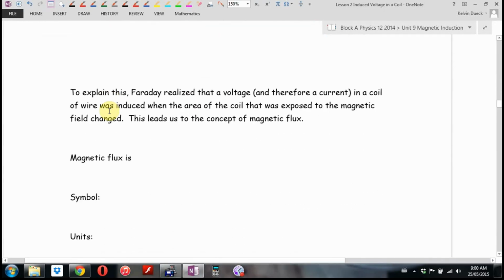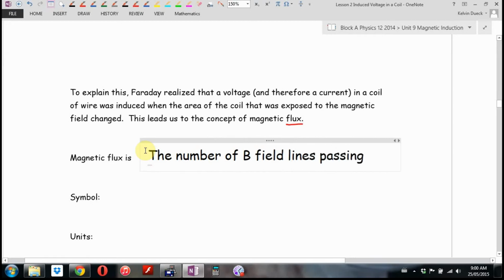Here is your final unit of the year. This is it. So this leads us to the concept of magnetic flux. Magnetic flux is the number of magnetic field lines passing through an area.